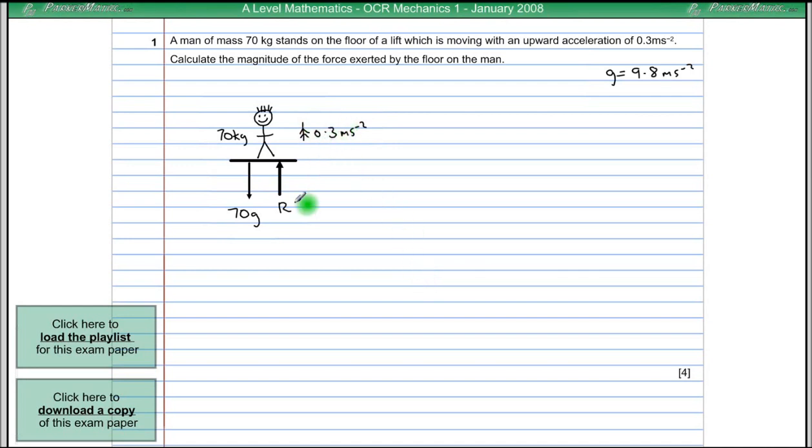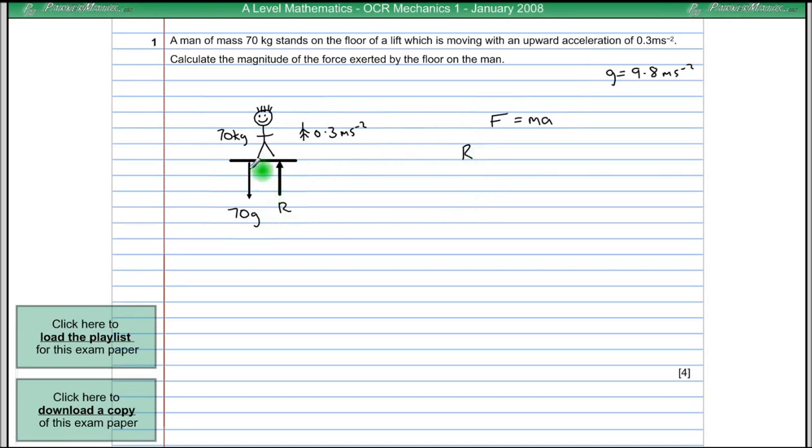Now, because there's an acceleration, these two forces won't be equal to each other. So over here we're going to set up our force equation, and it's going to be of the form F equals ma, where F is the net force and this is just mass times acceleration. So taking upwards to be positive, we do that because the acceleration is going upwards, and we've got a force R that's going in the positive direction, so we'll put that here.